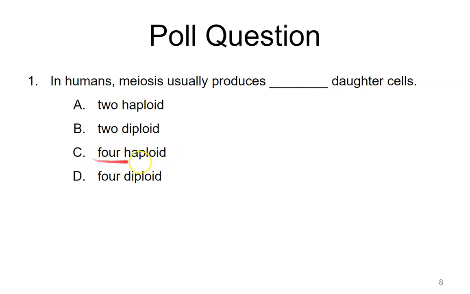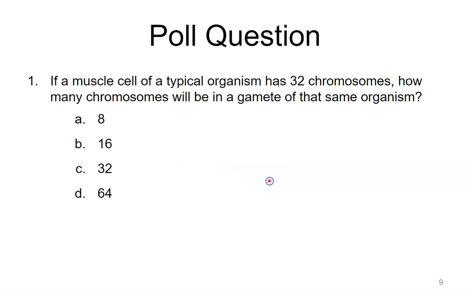So sperm or egg cells, they're going to be haploid, and you end up with 4 of them at the end of meiosis. All right, another poll question. If a muscle cell of a typical organism has 32 chromosomes, how many chromosomes will be in a gamete of that organism? So if their somatic cell, let's say they're a diploid organism, has 32, what's half of 32? 16, right? So their gamete will have half of those. So they have 1 copy of each chromosome instead of 2 copies of each chromosome.